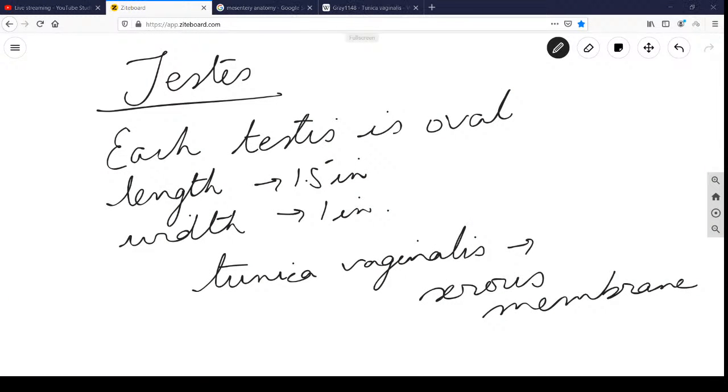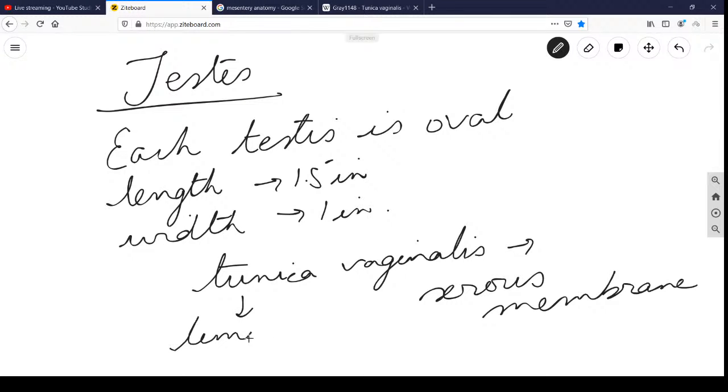So the outside of each testis has a shiny covering of serous membrane known as the tunica vaginalis. Immediately under the tunica vaginalis is a thin, dense covering of the testis itself, known as the tunica albuginea.